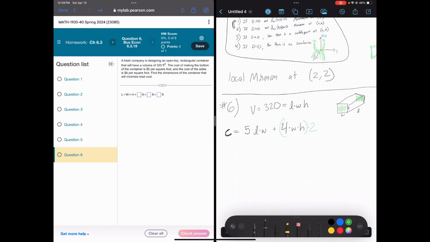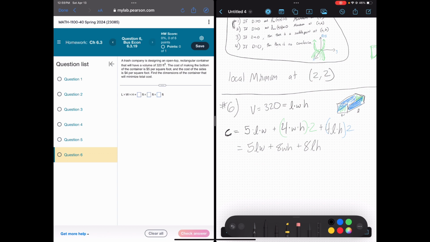Now, if I look at these front sides, what's the area of this front side? The area of this front side is length times height. It's $4 per square foot for that area. How many of those areas do I have? Well, I have 2 because I also have the back side. Similarly, I'm also going to multiply that by 2. What does that leave me with? That leaves me with 5 times L times W plus 8 times width times height plus 8 times length times height.